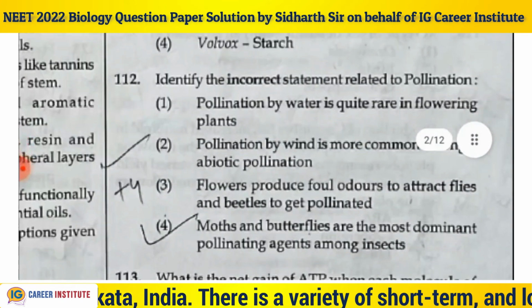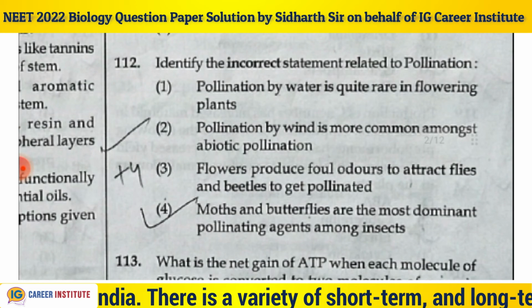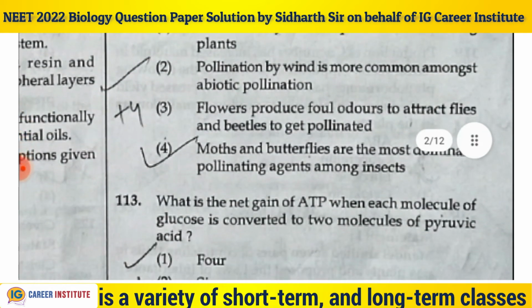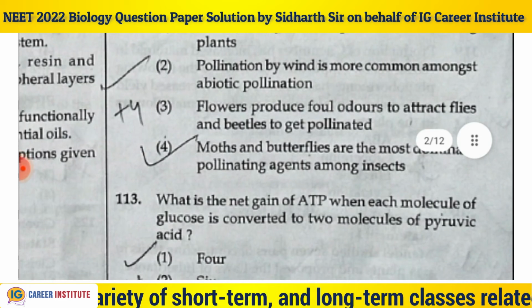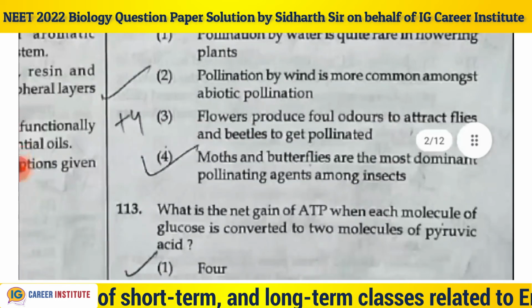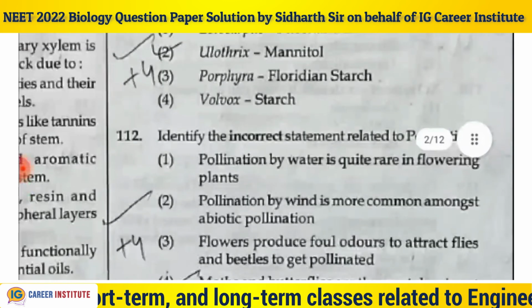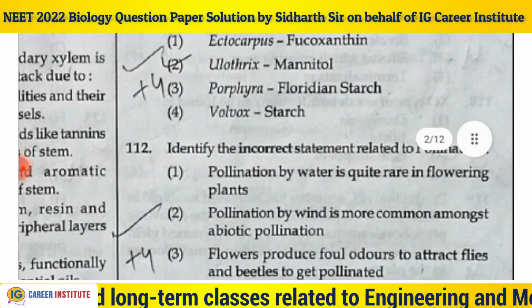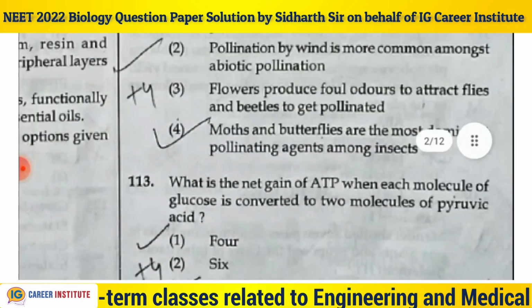So 112, identify the incorrect statement related to pollination. Again, option 4, moths and butterflies are the most dominant pollinating agents among insects. Okay, so in this type of question, try to read incorrect and correct properly, because you might read incorrect as correct, right? So you have to be extra careful here.